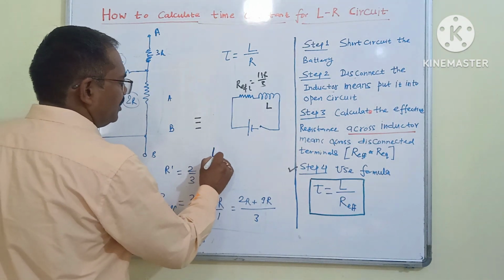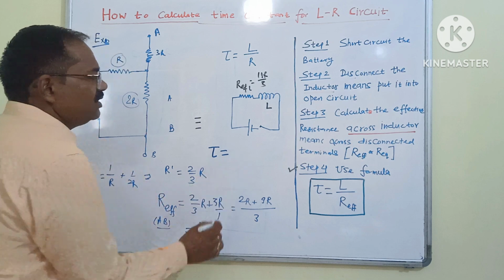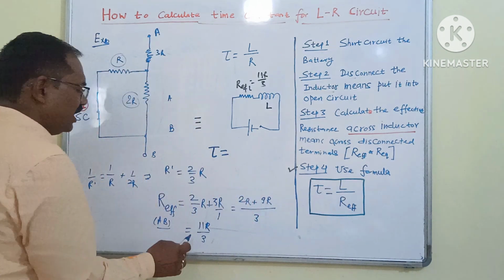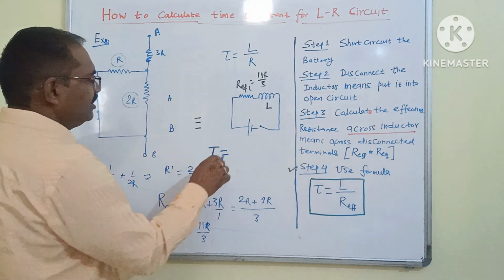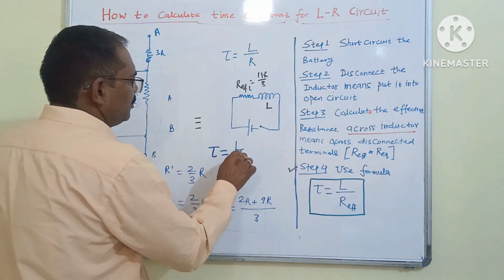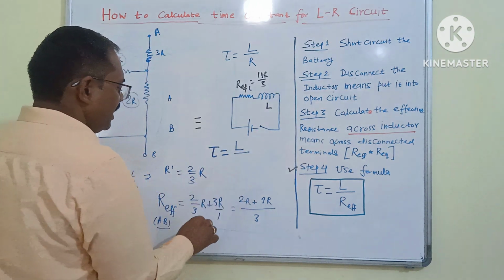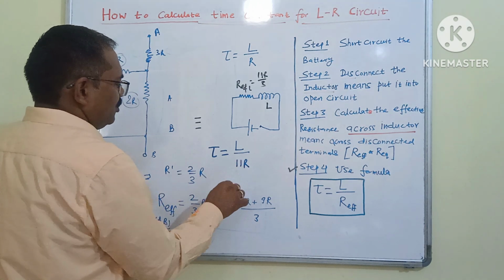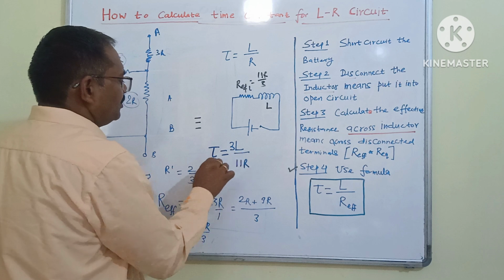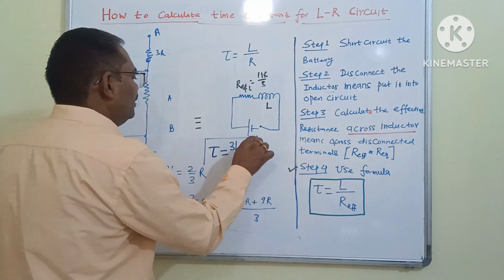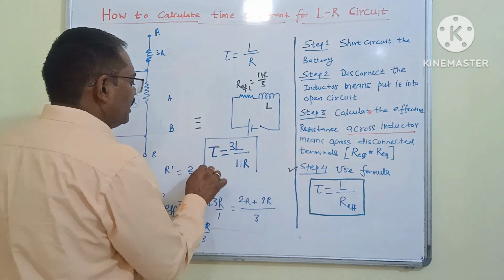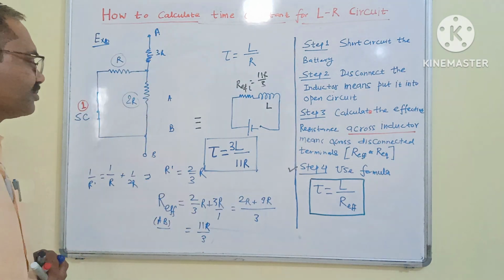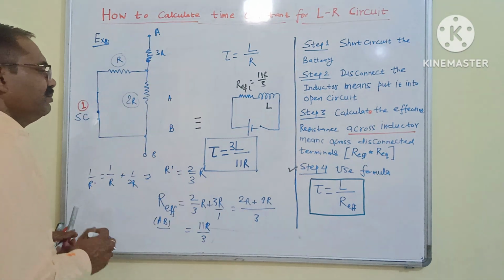That is by using the formula. Step 4 is use the formula L over R effective. R effective we have already calculated. So it would be L divided by R effective, means 11R over 3. The 3 will come over here. 3L over 11R is the time constant for this circuit. This is the first example.